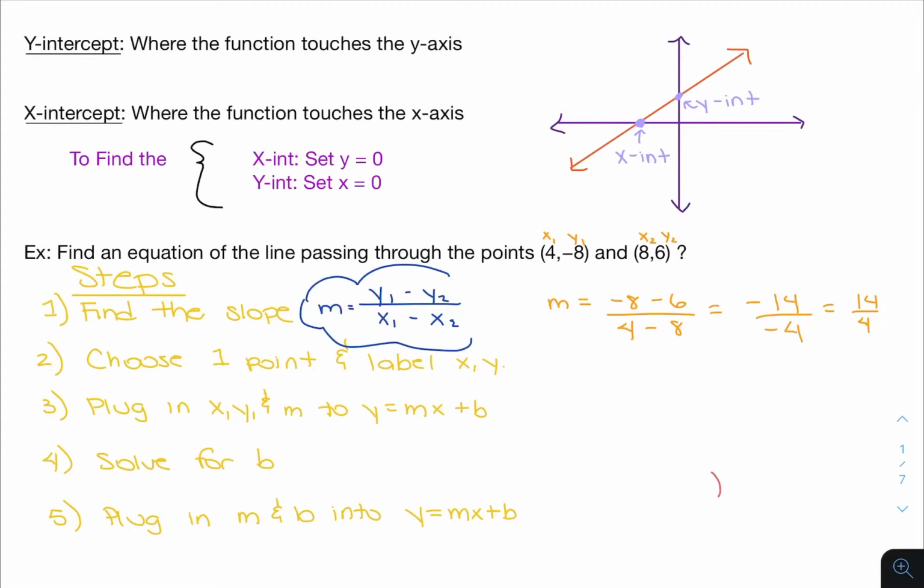We can actually simplify this fraction. Whenever you have the option to simplify, you should always simplify. So we can divide both numerator and denominator by 2, and if we do that, we get 7 over 2. So this is our slope.